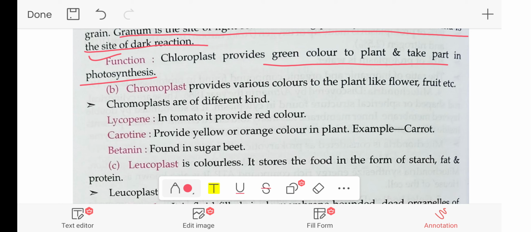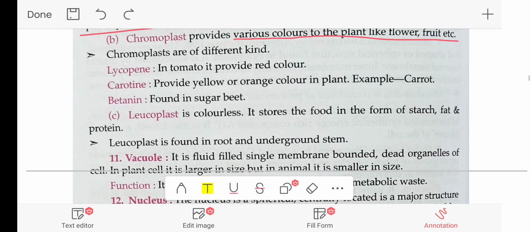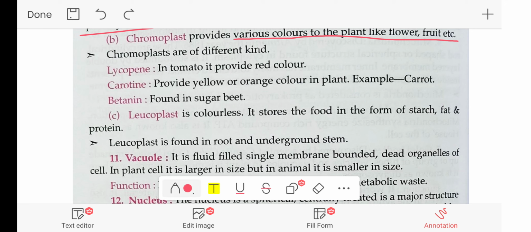Next, chromoplast. It provides various colors to the plant, like flowers, fruits, etc. Chromoplasts are of different kinds. Lycopene in tomato provides a red color. Carotene provides yellow or orange color in plants. Example, carrot. Betaine found in sugar beet.